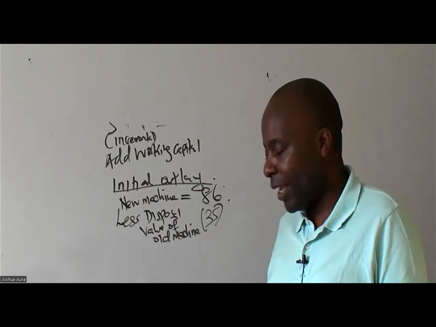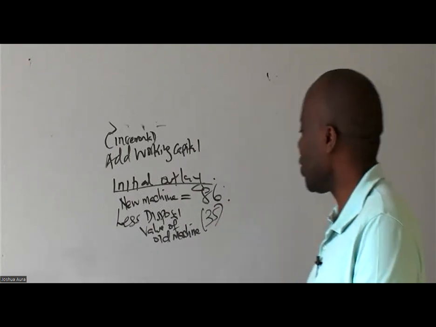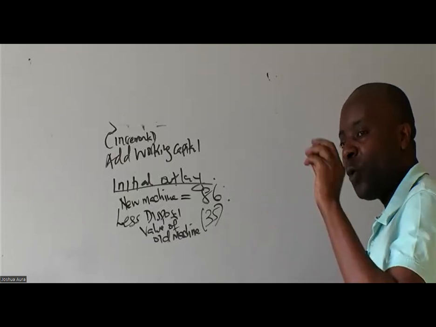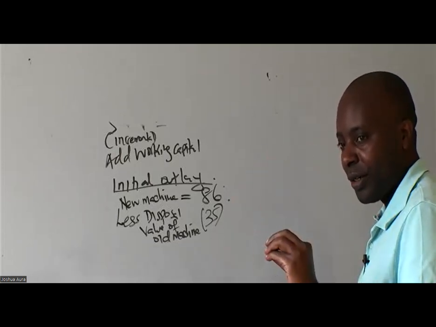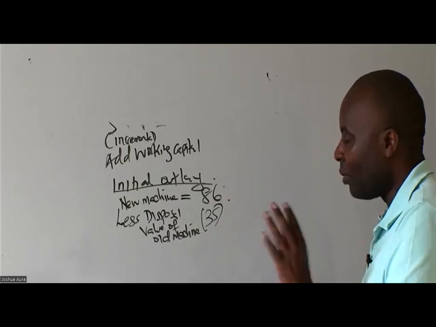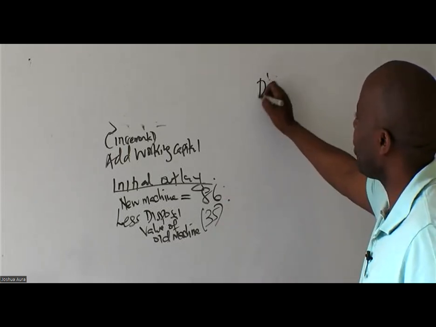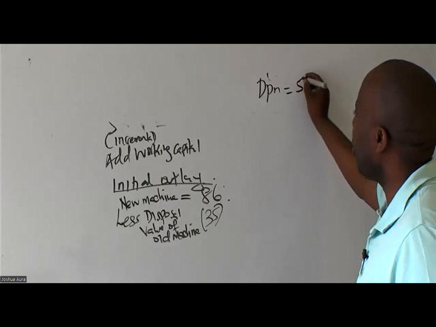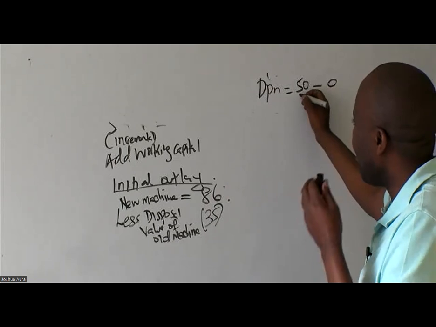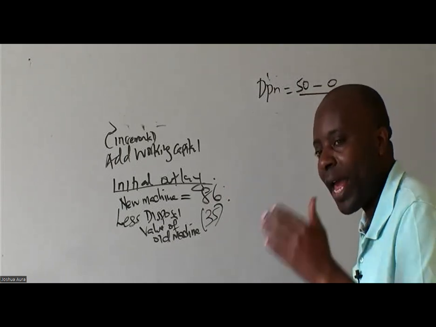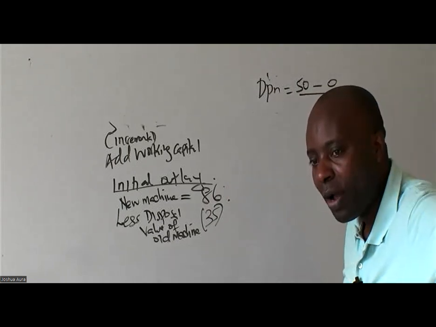So in this case here, for the old machine, I will first of all calculate the old machine's depreciation before even talking of the 3 years, the normal depreciation. Remember depreciation straight line, you take initial cost, scrap value, 0, divided by number of years. Remember, this machine was acquired 3 years ago.